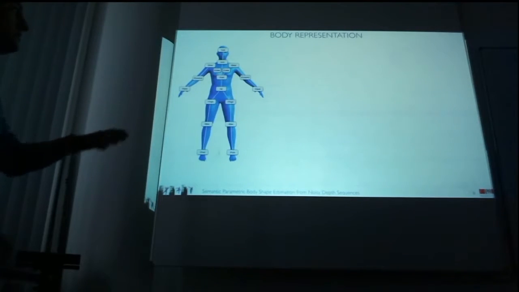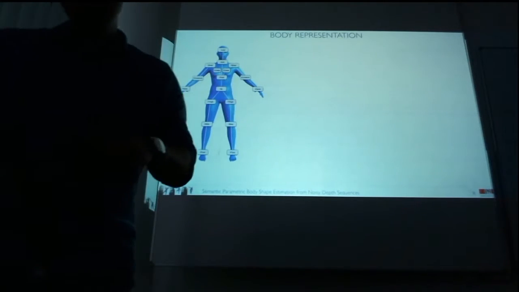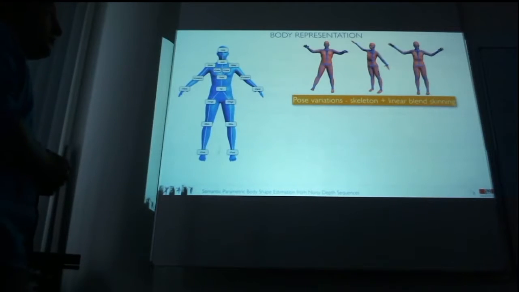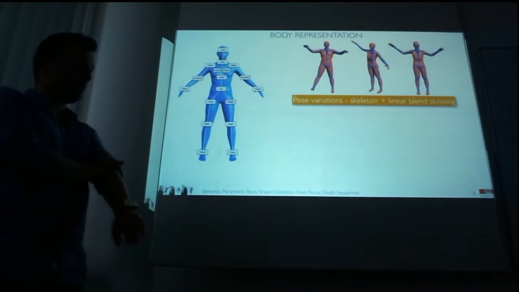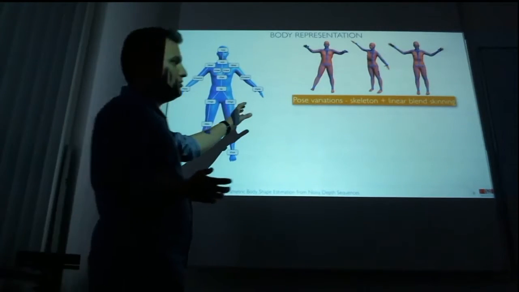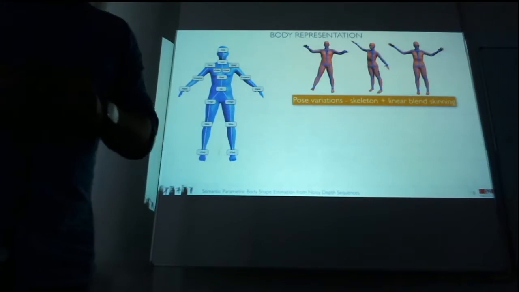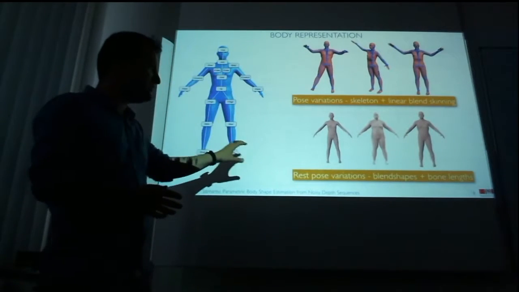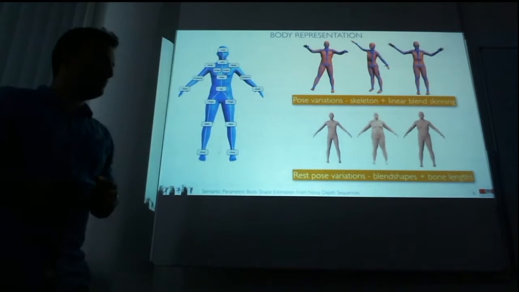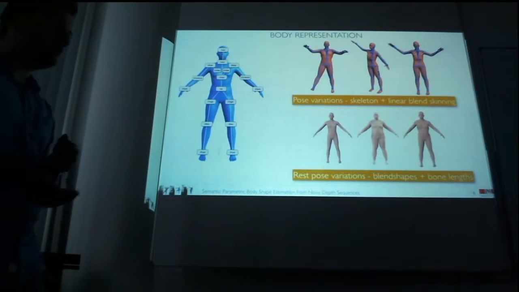So the essence of it is the body representation. We used a skeleton that we get from another open source project called MakeHuman. That skeleton allows us to get pose variations of the body by changing the joint angles. The skeleton also comes with a surface on top that is linked via linear blend skinning to the skeleton. This is useful for the tracking bit. For the modeling bit, we have rest pose variations, which are obtained by changing the bone lengths inside the skeleton and then applying linear blend skinning.